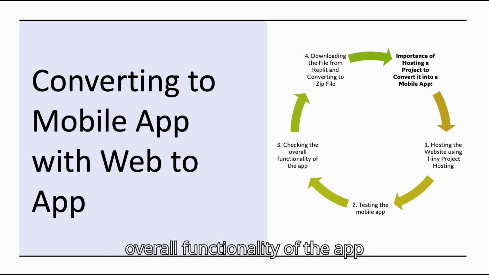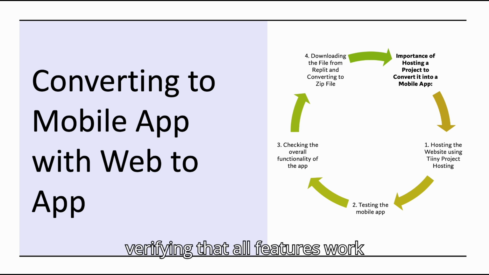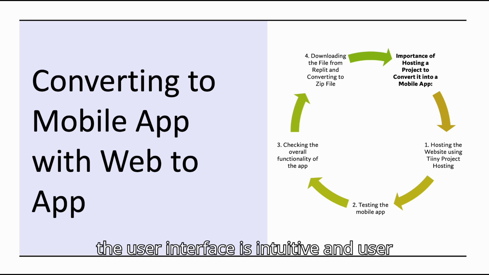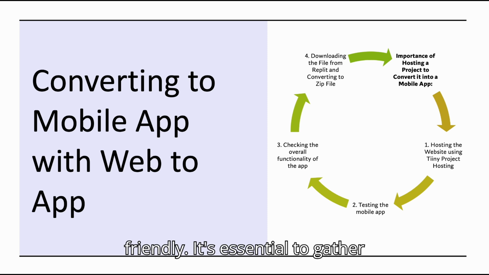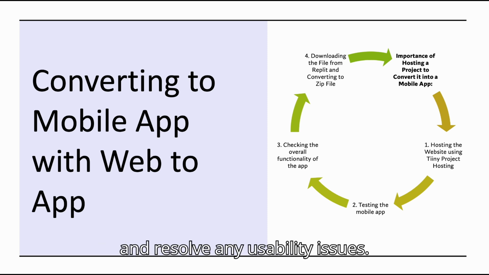Checking the overall functionality of the app. After initial testing, we need to thoroughly check the overall functionality of the app. This includes verifying that all features work correctly, there are no broken links, and the user interface is intuitive and user-friendly. It's essential to gather feedback during this phase to identify and resolve any usability issues.